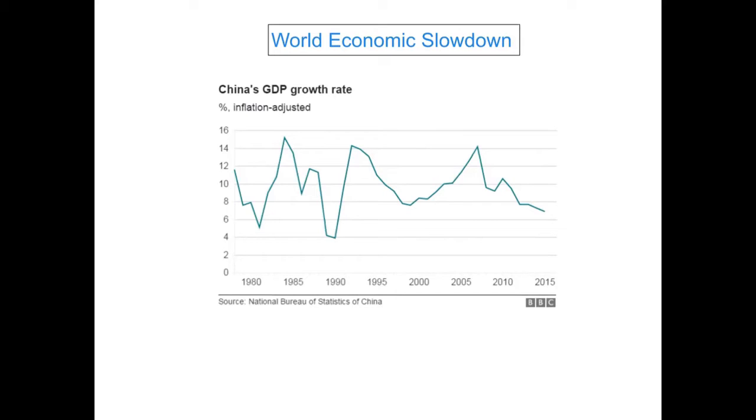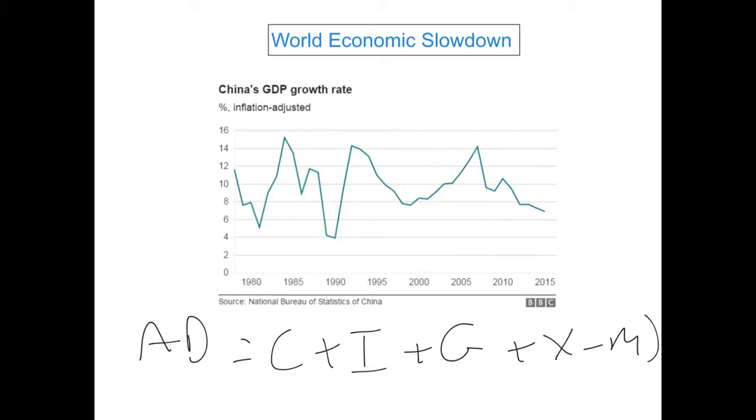So if I just show you this. If you just remember, AD is C plus I plus G plus X minus M. So clearly it has an impact on I, and therefore it will have an impact on aggregate demand. At the same time, if you remember from the previous slide when we were talking about the budget deficit, we're already seeing G, government spending, being reduced, and so clearly the last thing we want is a reduction in exports as well.